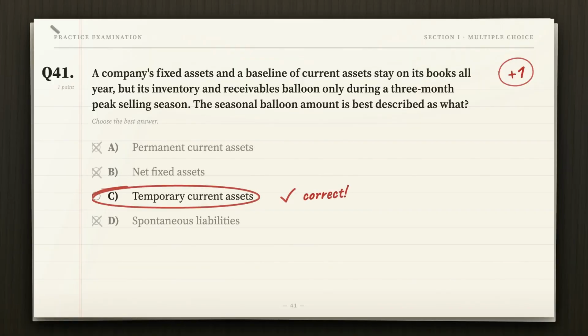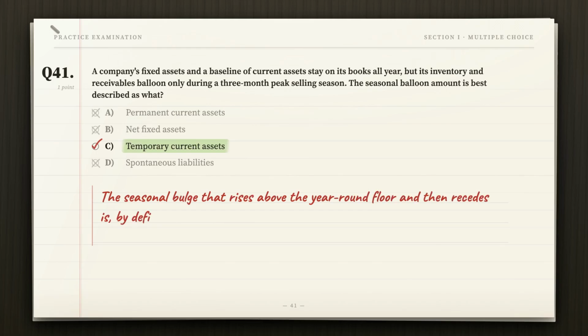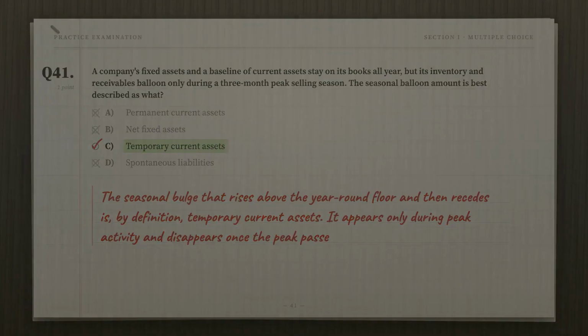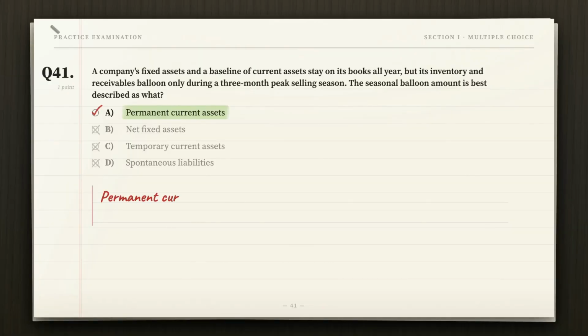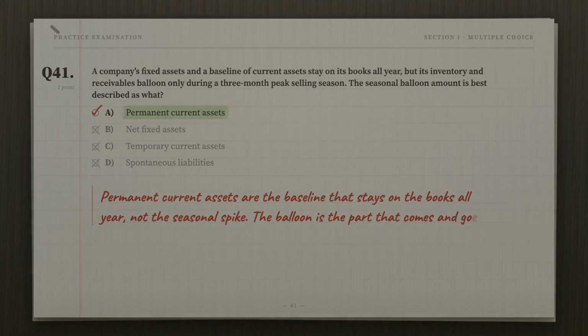The correct answer is C. Temporary current assets. C is correct because the seasonal bulge that rises above the year-round floor and then recedes is, by definition, temporary current assets. It appears only during peak activity and disappears once the peak passes. A is wrong because permanent current assets are the baseline that stays on the books all year, not the seasonal spike. The balloon is the part that comes and goes.